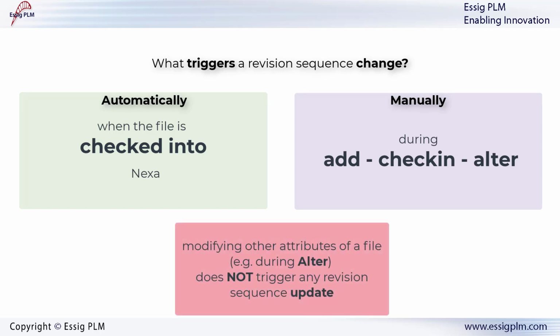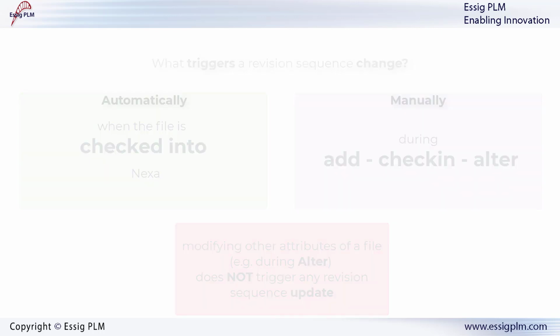Please note that it is possible to change the attributes of an object by right-clicking on it, selecting Alter, and modifying any of the blue attributes. These changes, however, do not trigger automatic upgrades of the revision sequence. Only a check-in procedure gives rise to an automatic upgrade of the revision sequence.